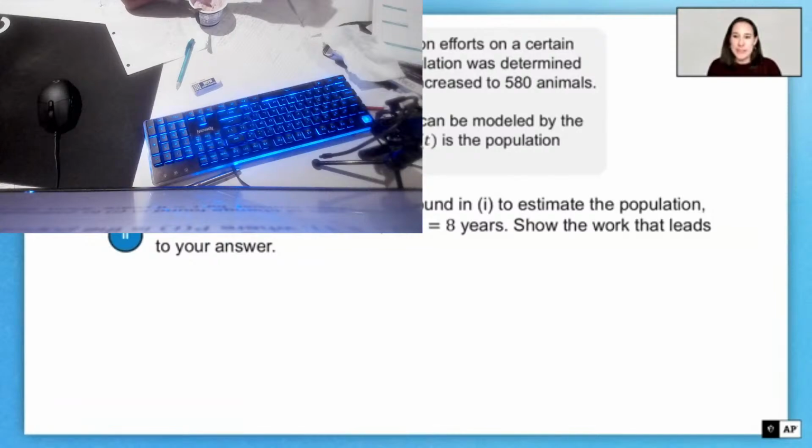So here's that B part 2. Let's give it a read. It says, use the average rate of change found in part 1 to estimate the population to the nearest whole number for t equals 8 years. Show the work that leads to your answer.